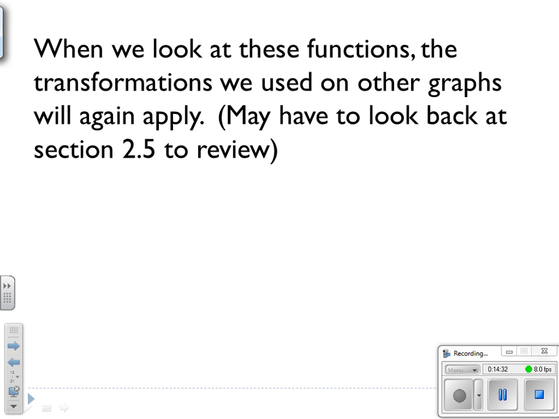When we look at these functions, we're going to be also finding that they use the same transformations, and the same way of transforming these functions, as we did back in chapter 2. So you may need to look back at chapter 2.5 or even at our parent functions that were in chapter 2. Mostly 2.5, just to review the simple transformations themselves if you have forgotten how some of that works.